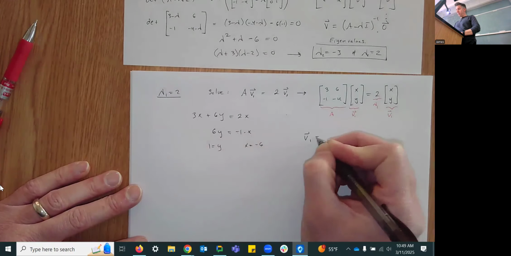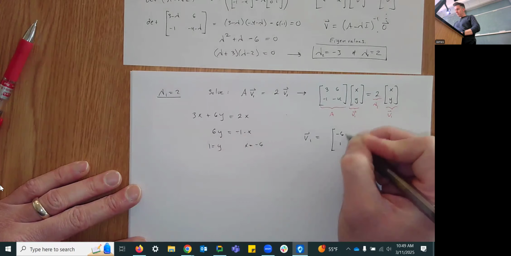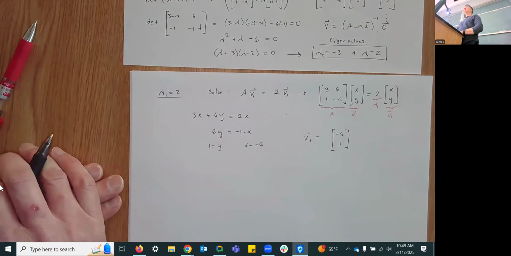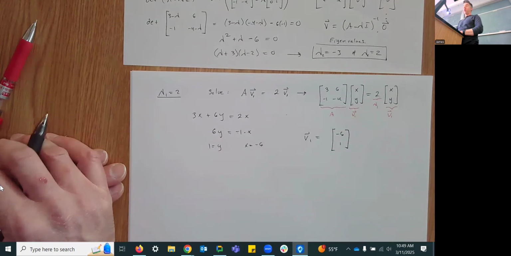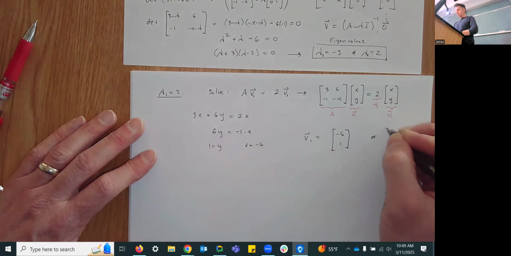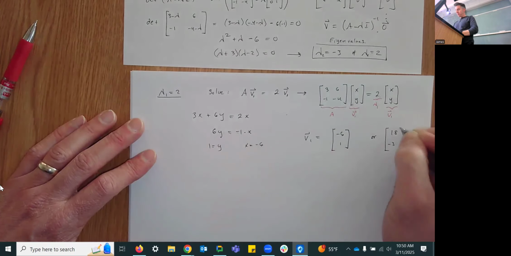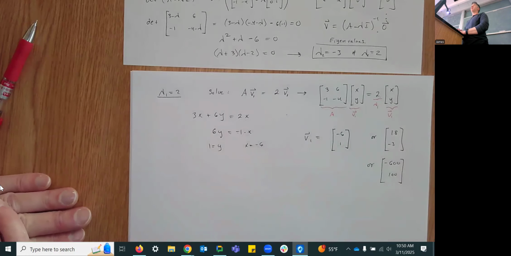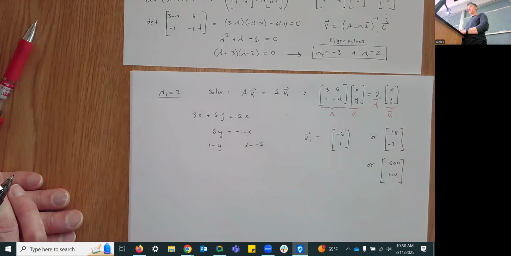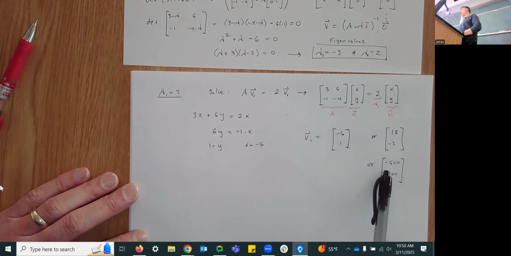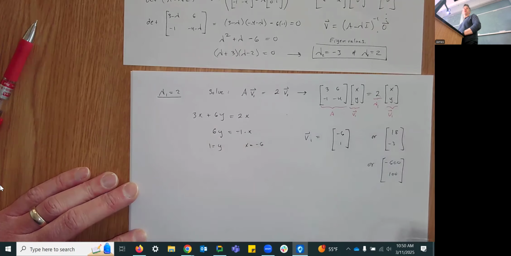So the eigenvector we are picking here is negative 6, 1. But literally any non-zero multiple of this vector is also a fair choice. So you could have picked positive 18, negative 3. Or, I don't know, negative 600, 100. And both of those are also eigenvectors for this eigenvalue, because if you multiply your matrix by any of these vectors, you'll end up with a result that is twice that vector.